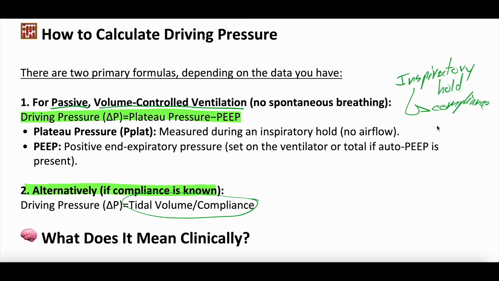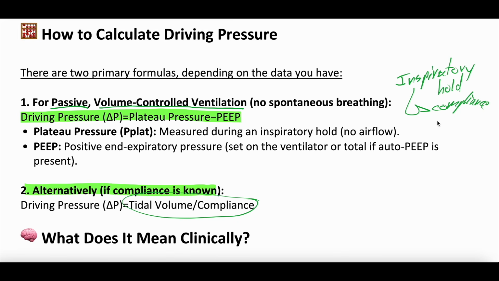And if we really think about this, what we're saying is I'm going to push a breath in and hold it, which is going to help me just see kind of alveolar pressures, lung compliance. And I'm going to subtract the PEEP from that. And it's going to give me a number. And the lower the number, the better, which essentially means the higher the PEEP and the lower the plateau pressure, the better. Whereas if the plateau pressure is going up more than the PEEP is going up, the driving pressure will be higher, and that is worse.